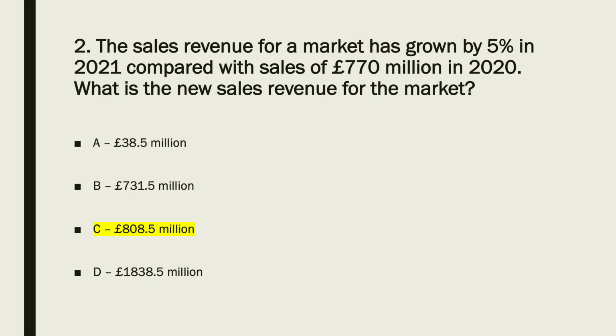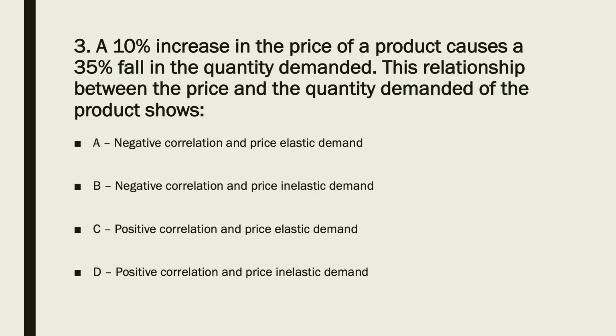Let's move on to question 3. So pause the video, try and work out the answer. Okay, so the answer to this question is A. The reason why is because we've seen that a 10% increase in the price leads to a fall in quantity demanded. Increase leads to a fall. That's clearly a negative correlation, so it has to be A or B.